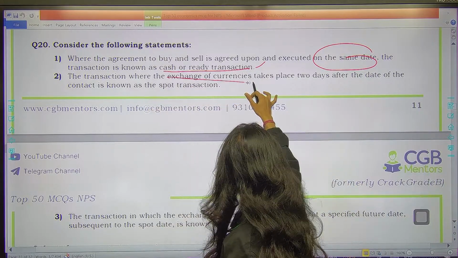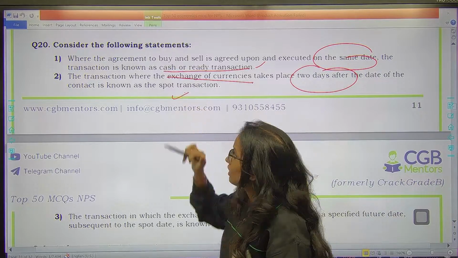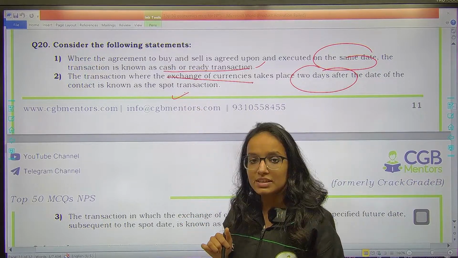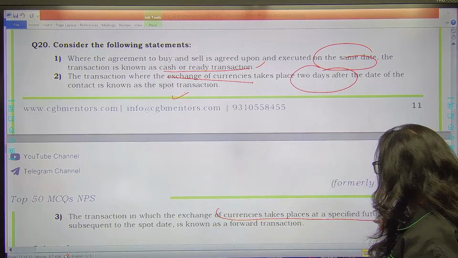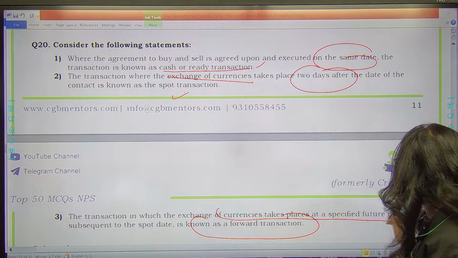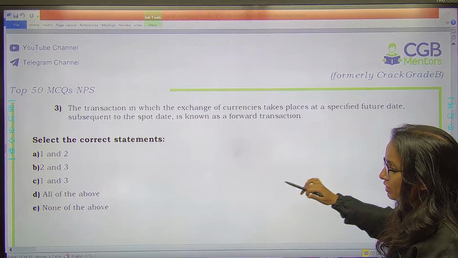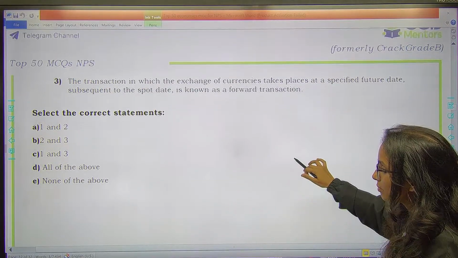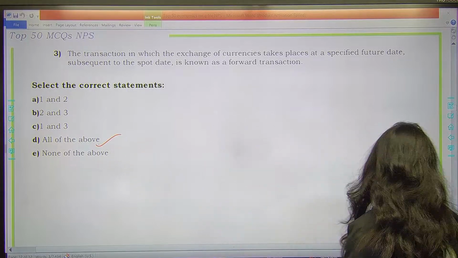Transaction where exchange of currencies takes place 2 days after the date of contract is spot transaction, yes, that is also correct. And the transaction in which exchange of currencies takes place at specified future date is a forward transaction. So all of them are correct. This is very basic, right? So all of them are correct. Option D would be the right answer here. All of the above are correct. D would be the right answer.